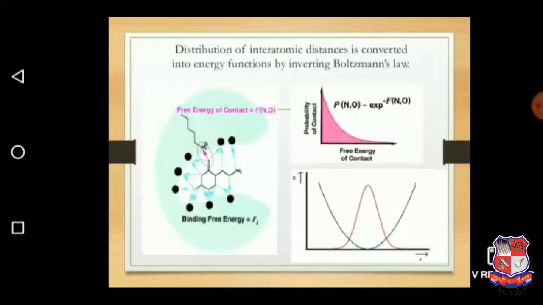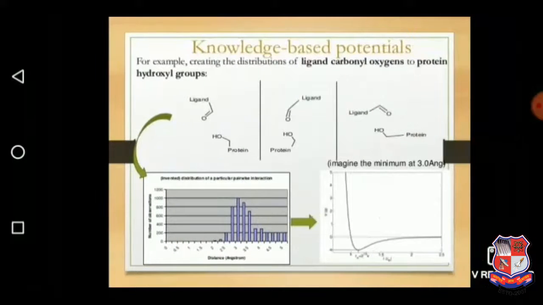This is the equation for how the distance between the protein and ligand influences the associated energy. There is a kind of parabola structure. For example, creating the distribution of ligand carbonyl oxygens to protein hydroxyl groups shows how it affects the probability included here. On one axis is the distance, and on the other axis is the number of such interactions.